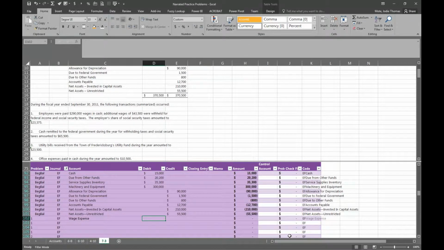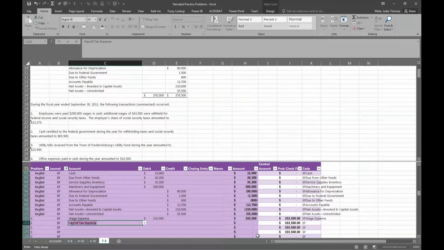So let's start with our debits. Wage expense is going to be the sum of two things: the amount of the cash paid to the employees, which is $290,000, plus the amount withheld from their paycheck, which is $43,500. That gives us that debit of $333,500. Our next amount is we're going to record our payroll tax expense for the employer's share of the Social Security and Medicare taxes, $23,375.